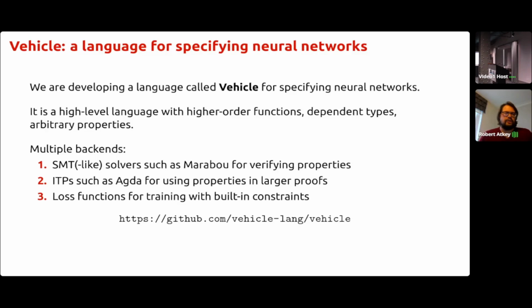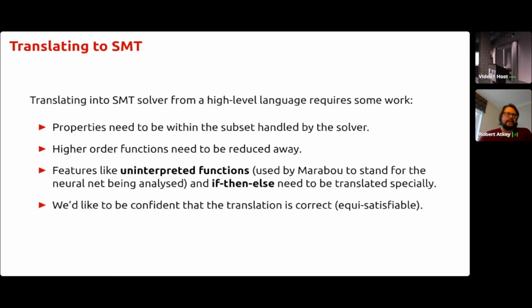So in particular, this talk is about translating to SMT. And to translate to an SMT solver from this high-level language requires some work. Obviously the property needs to be within the subset handled by the solver. So in this case, it's only going to involve linear constraints and no quantifier alternation. Any higher order functions need to be reduced away. And features like uninterpreted functions, which is what's used by Marabou to stand for the neural network being analyzed, and things like if-then-else, which are just nice for writing specifications, need to be translated specially.